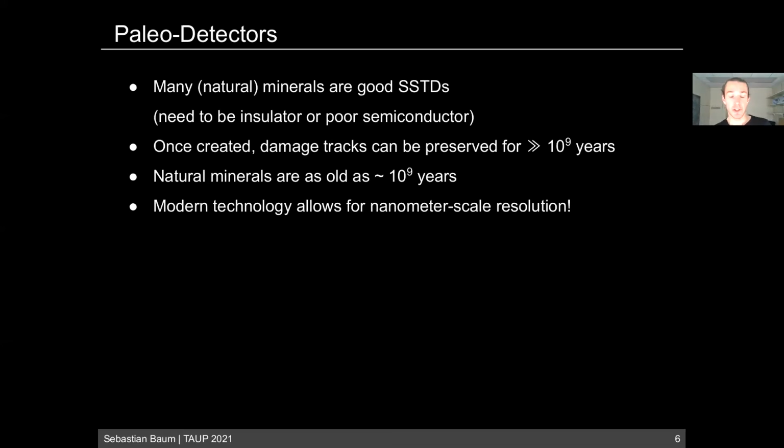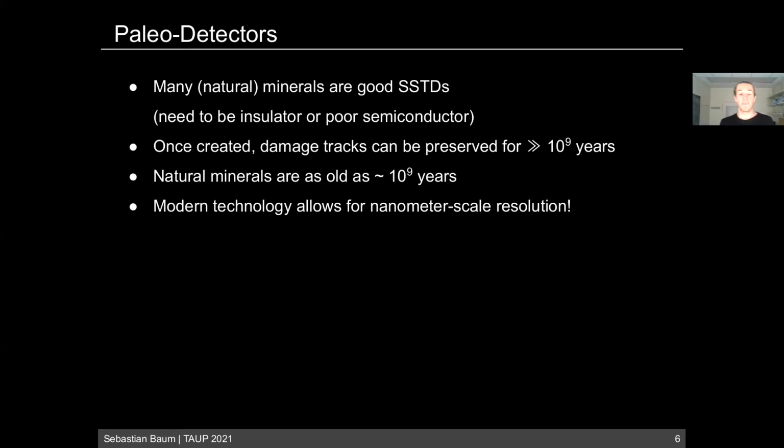Furthermore, nature is an ample source of really old minerals. Earth is something like 4.5 billion years old. It took Earth some time to cool down and become a nice place where minerals could happily live their life. But many minerals routinely found on Earth are as old as 1 billion years. And as I also showed you on the last slide, modern technology now allows us to read out such damage tracks with quite astonishing precision.